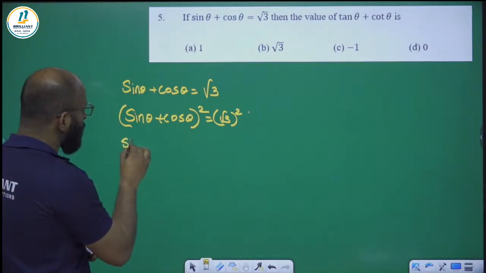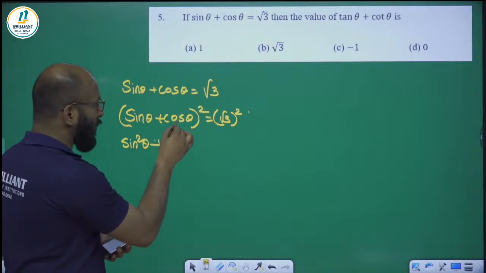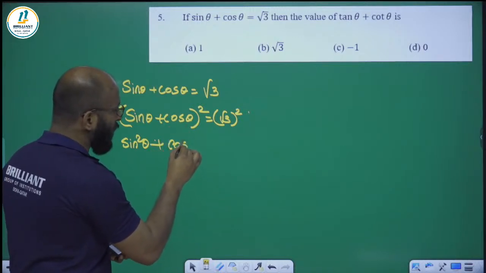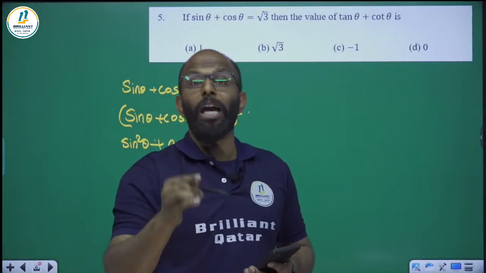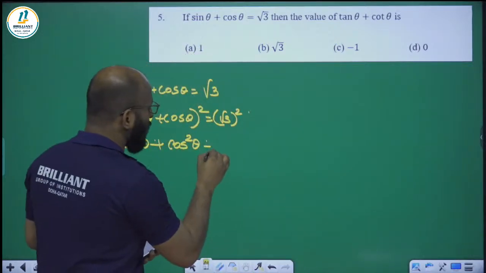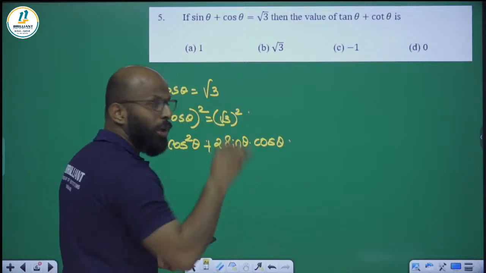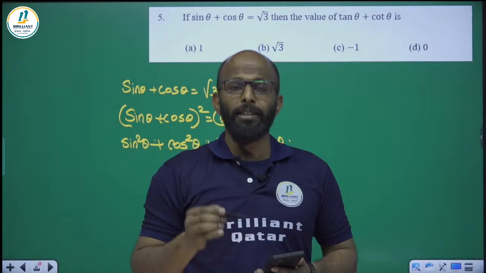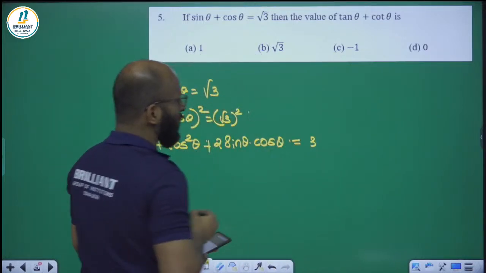We'll get sin square theta, that is a square, plus b square. b is cos only, so b square is cos square theta. Then one more term will be there, the 2ab term, which is plus 2 sin theta into cos theta. Then what is the right hand side? The square of root 3 is 3.